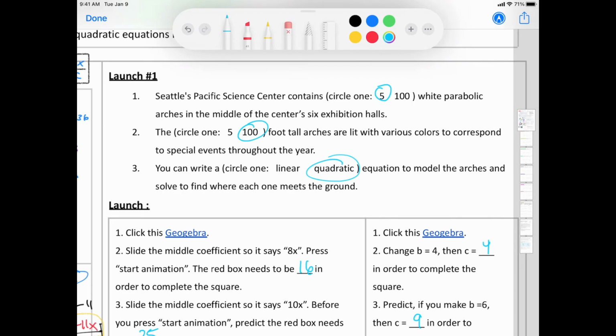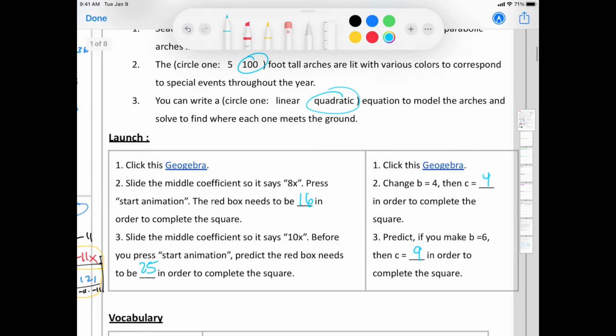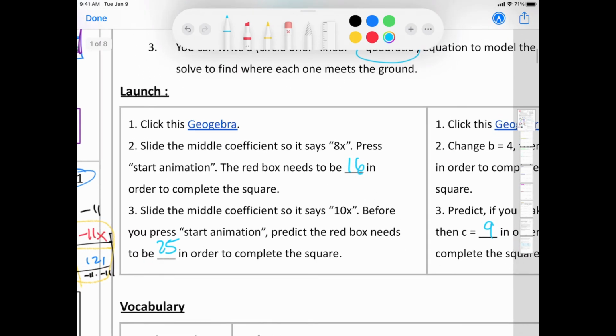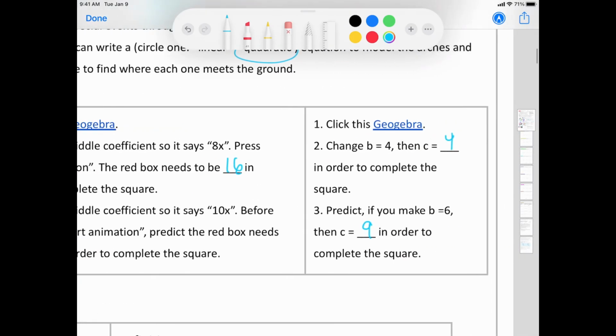We have 5 white parabolic arches. These arches are 100 feet tall, so it's about 10 feet per story. It is 10 stories high. That's pretty tall. And it's quadratic. And we just did the algebra tiles. That one is 16, 25, and the other one is 4 and 9.